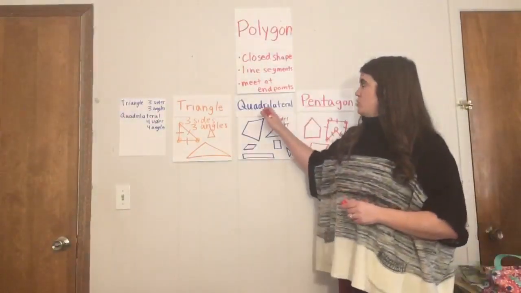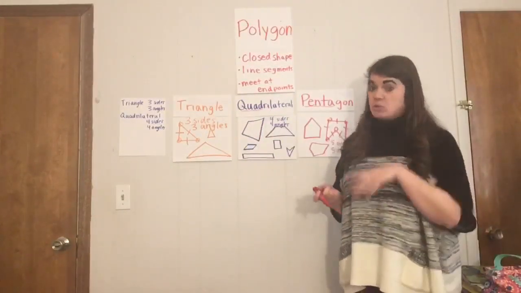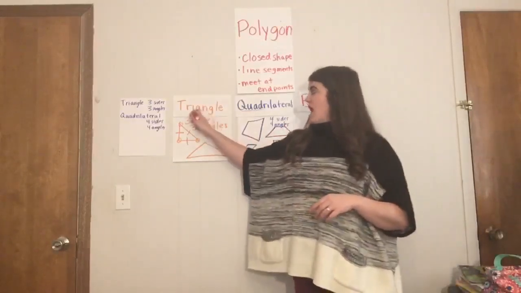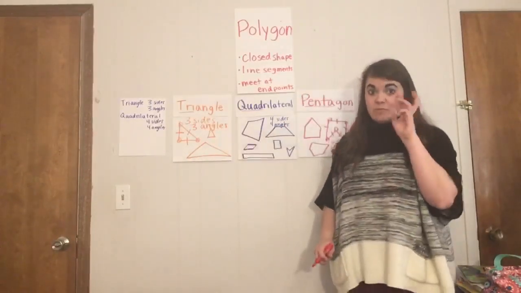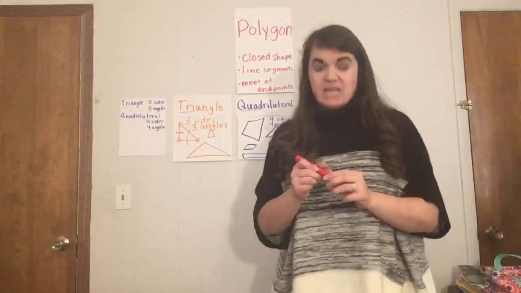Over here, I forgot to tell you, quad means 4. So that's why it's quadrilateral, 4 sides. And tri means 3. Triangle, that's right, there are 3 sides. We've got 3 more to go.